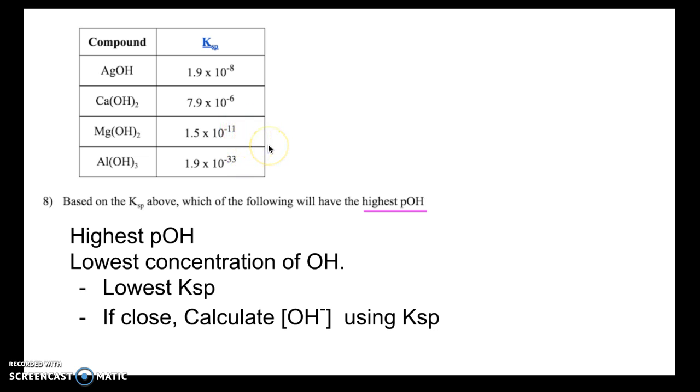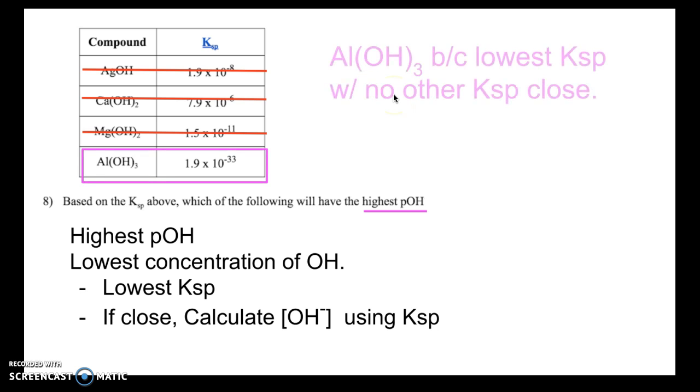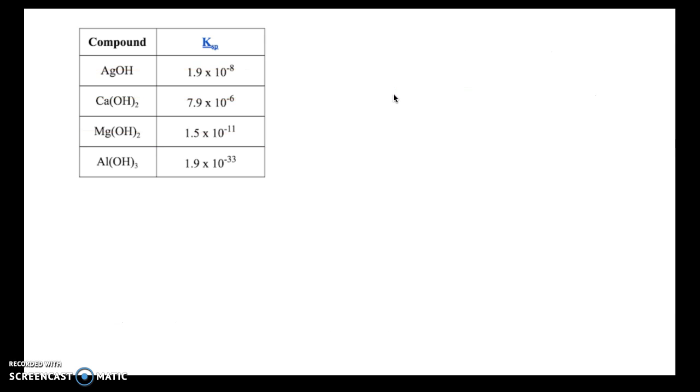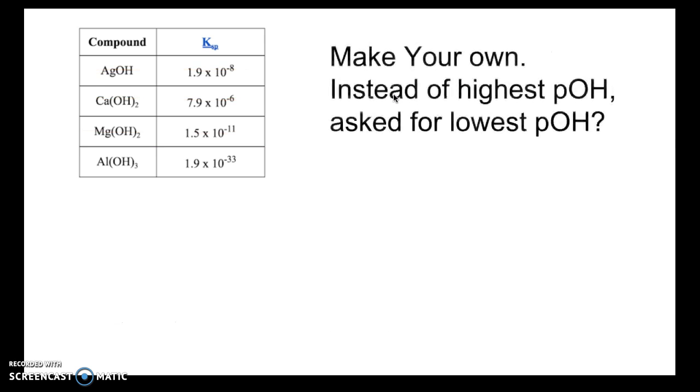Because they're so far apart, I can just eliminate all of these and there's no need to actually solve anything. I'm just looking at the one with the lowest KSP, and since it's so far apart from the next lowest, I know that this must be my answer. No need to calculate. So the aluminum hydroxide would have the least amount of OH minus, because it has the lowest KSP and there's no other KSP close.